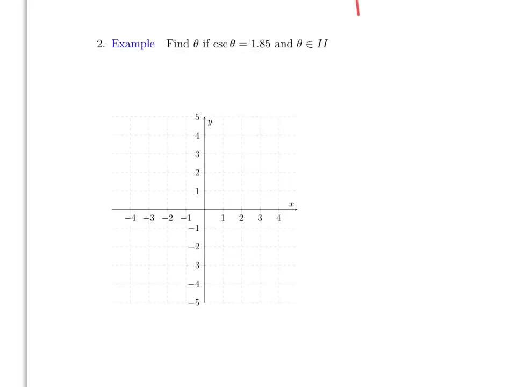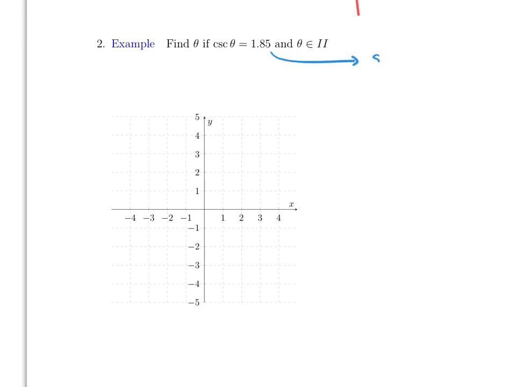All right, let's try another example. Let's say the question is asking to find theta, same question as the previous one. The information is different: cosecant theta is 1.85. Now, notice that the calculator doesn't have cosecant inverse, secant inverse or cotangent inverse. So the first thing you have to do is to change this into sine.